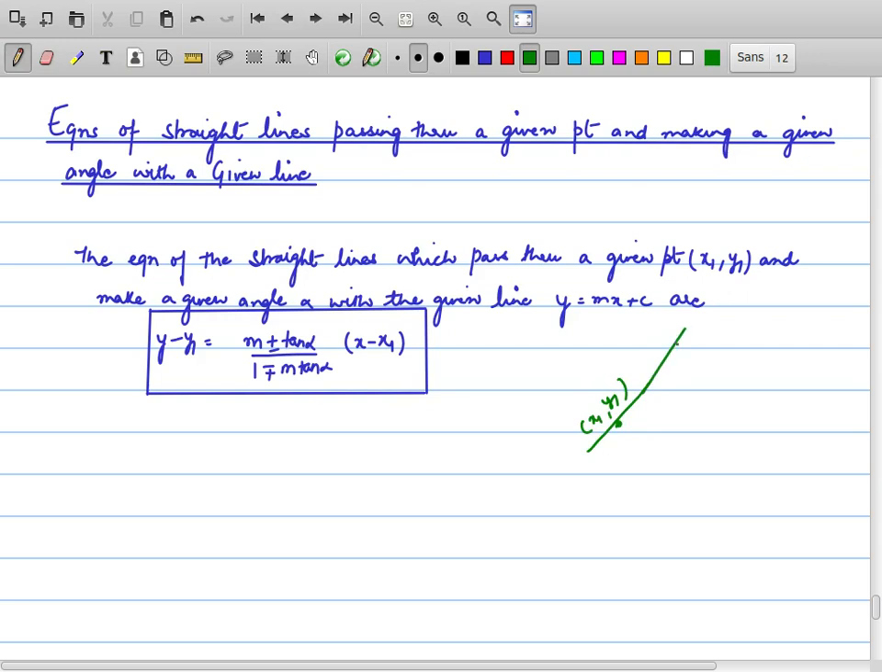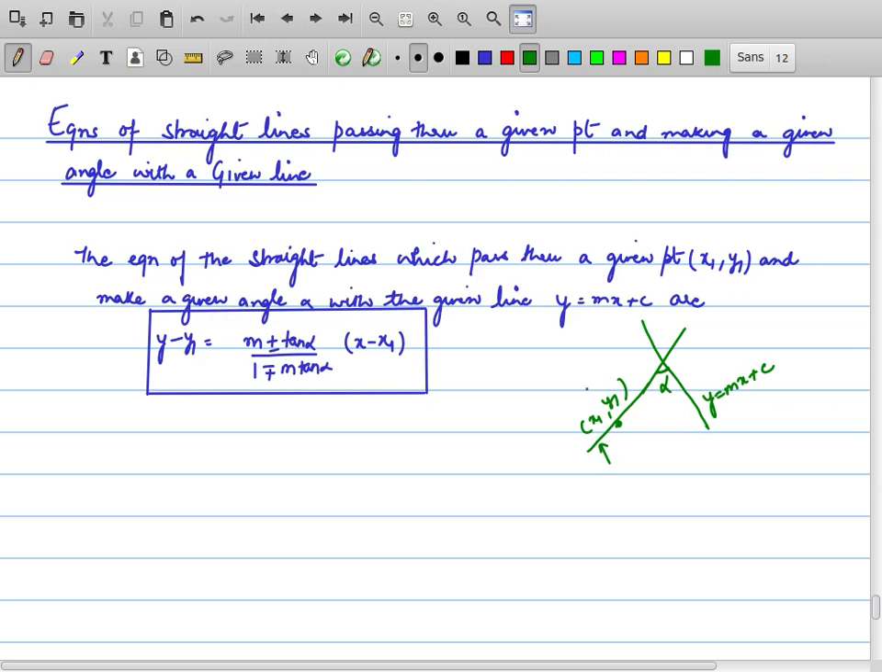This is our line. We want the equation of this line, but we are not given the inclination of this line. We are given the angle made by this line with some other line whose equation is given. That is, we are given the equation of another line, let's say y is equal to mx plus c, and our line is making an angle alpha with this line. This alpha angle is known to us, the equation of the other line is known to us, and the point through which our line is passing is known to us, and we have to find the equation of our line.